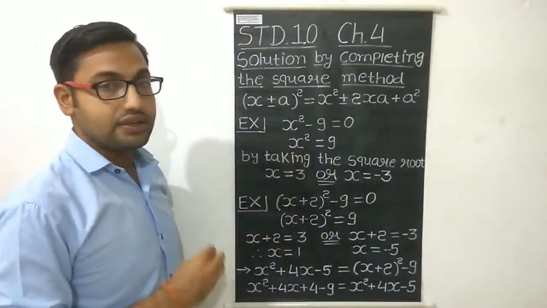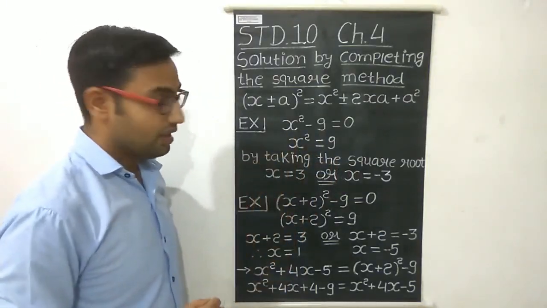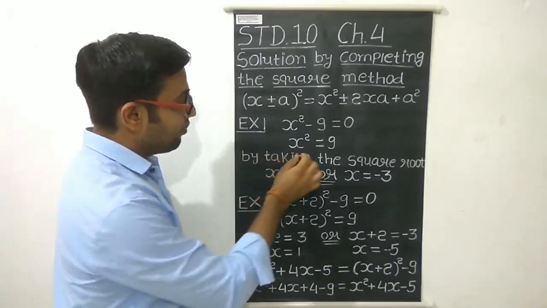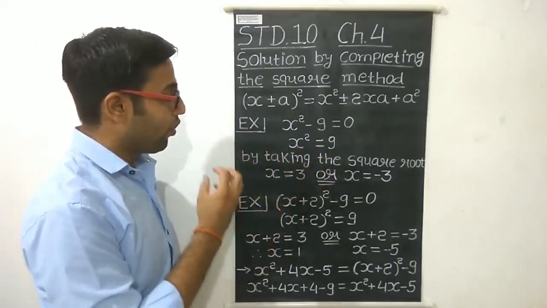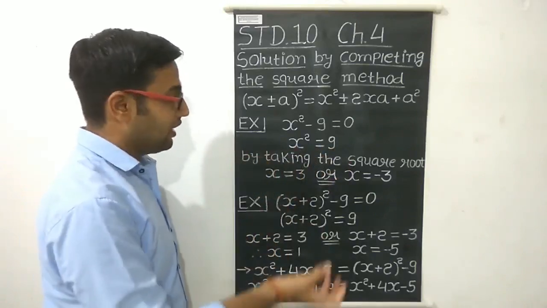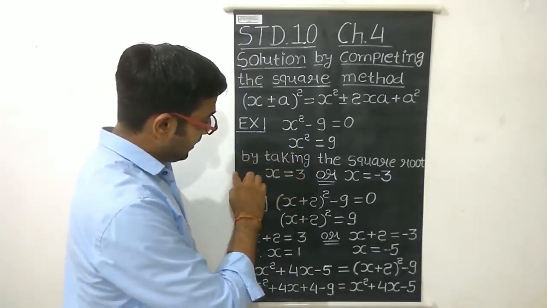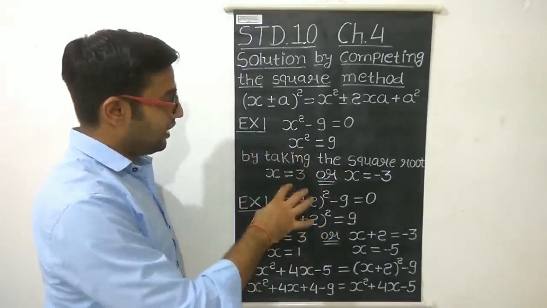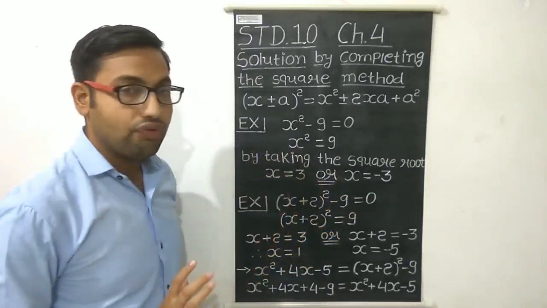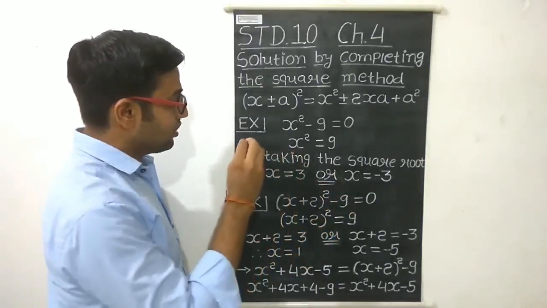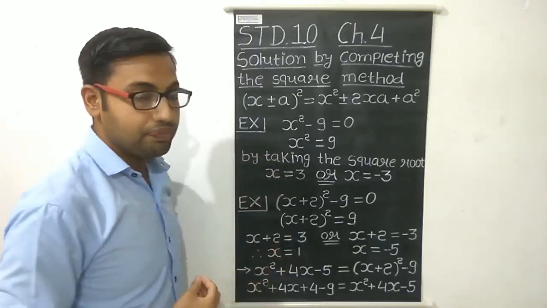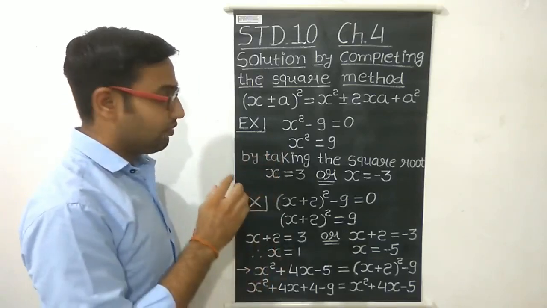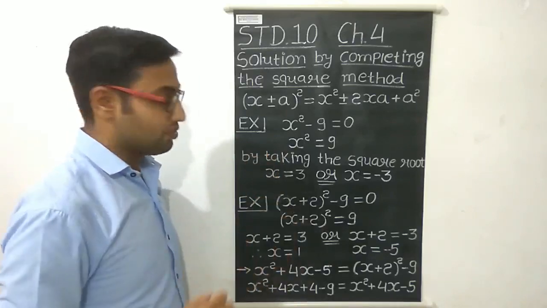So 9 is a complete square of 3, and x square is the perfect square of x. So if we have perfect square numbers or expressions on both sides, then we can take the square root on both sides and find out the value of the variable x. So this thing we have to do now for expressions which have 3 terms.